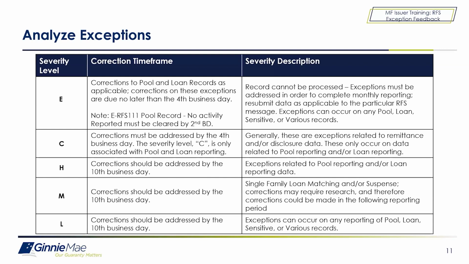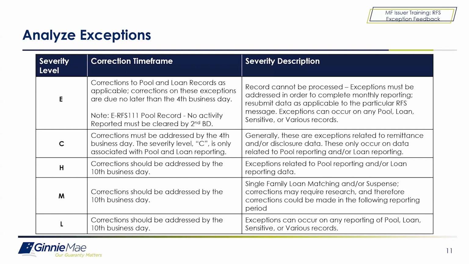The RFS 111 missing pool exception must be cleared by 7 p.m. Eastern Time on the second business day. Other outstanding E-level exceptions are expected to be cleared by 7 p.m. Eastern Time on the fourth business day.